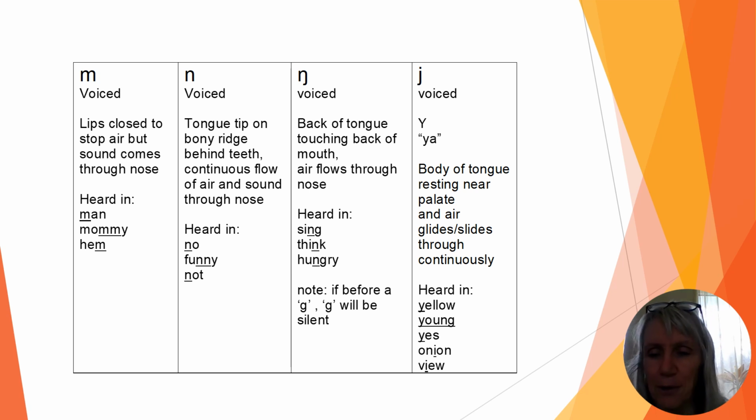Then you'll see the phonetic symbol that looks like the letter J. It's voiced as well. Often Y. So this J and Y are going to be used interchangeably to make this yes sound. The body of the tongue is resting near the palate and air slides through continuously. It's heard in yellow, young, yes, onion, view. So try to say those sounds as we move along.